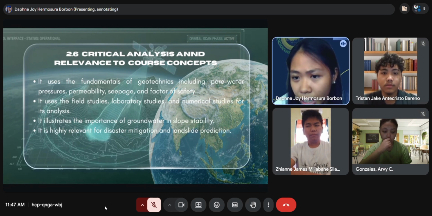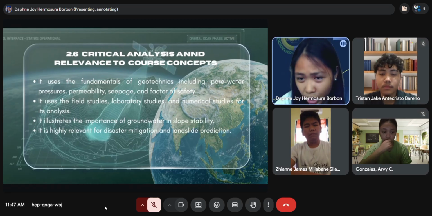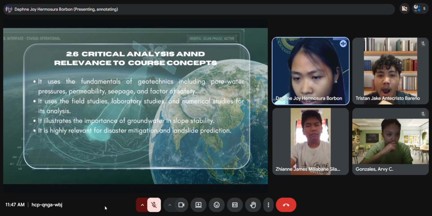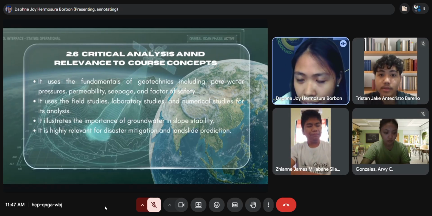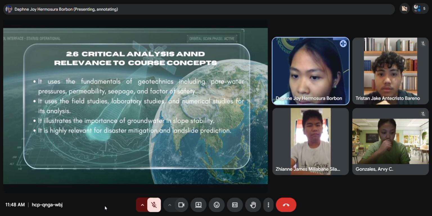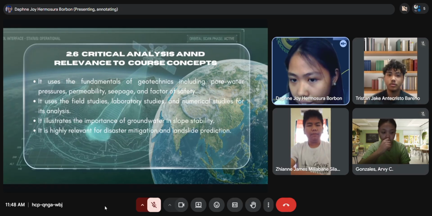One of the most important insights from the study is that rainfall alone is not sufficient to trigger landslides. Instead, deep groundwater recharge from the underlying aquifer plays a major role in maintaining high pore water pressures that contribute to long term slope instability. Overall, the study is highly valuable for disaster risk reduction as it improves understanding of landslide mechanisms and supports better prediction and mitigation strategies.